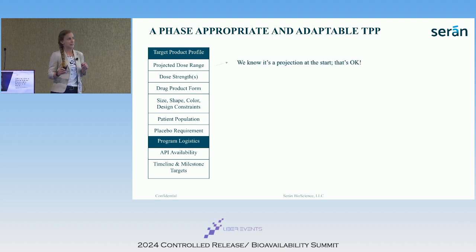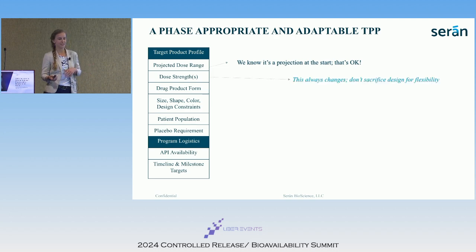Some of the things that we hear, and some of the things we shouldn't worry about in these early stages, are, I don't know what the projected dose range is. Well, that's okay, right? It's just a projection at the start. If you don't know, you'll probably have some idea of what the range might be, and that's what we should start with at the early stages, knowing that the dose range is going to change as you go through your clinical development phases. Same thing with the dose strength. It always changes, and that's okay. But we shouldn't sacrifice the design of our product in the end state for the flexibility that we need early on. There's other ways to go about this where we don't have to make that sacrifice.